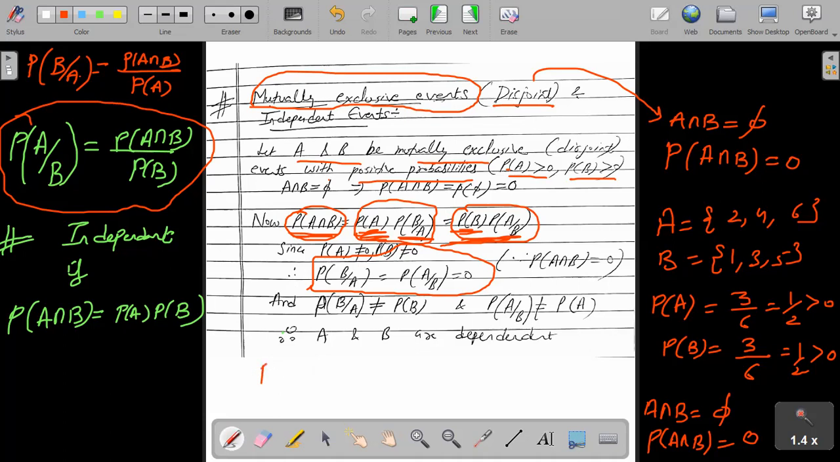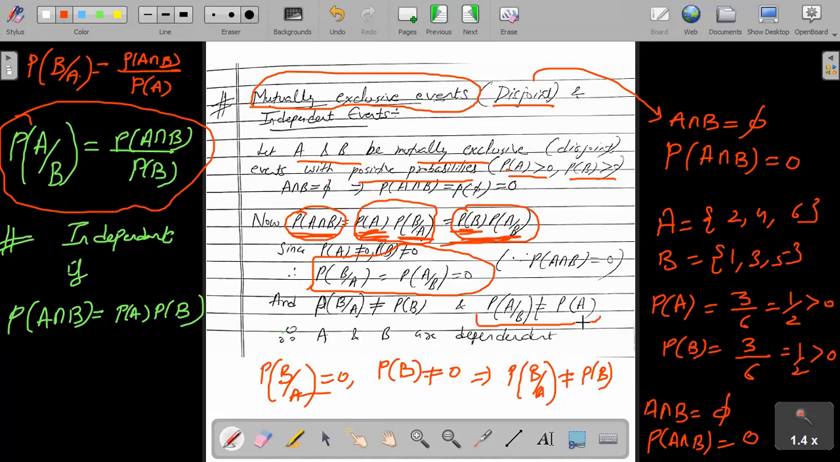So now you see probability of B mod A is equal to 0, but हमने ऊपर क्या लिया था? Probability of B was positive, so probability of B is not equal to 0. इसका यहाँ से अगर मैं compare करूँ तो यहाँ से क्या आ गया? Probability of B mod A is not equal to probability of B. Similarly, what we can show is probability of A mod B is not equal to probability of A. It means both the events are not independent, they are dependent, because independent events का मतलब क्या होता है? Probability of B mod A should be equal to probability of B. Similarly, probability of A mod B should be equal to probability of A, right? So it means these events are dependent.